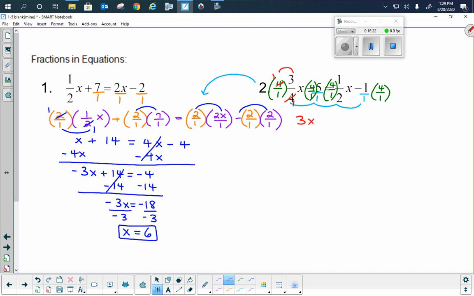Here, don't forget you had a negative 5 times the 4. So negative 5 times 4 is going to give you negative 20 equals. Here I'm reducing again. 2 goes into 2 once. 2 goes into 4 twice.